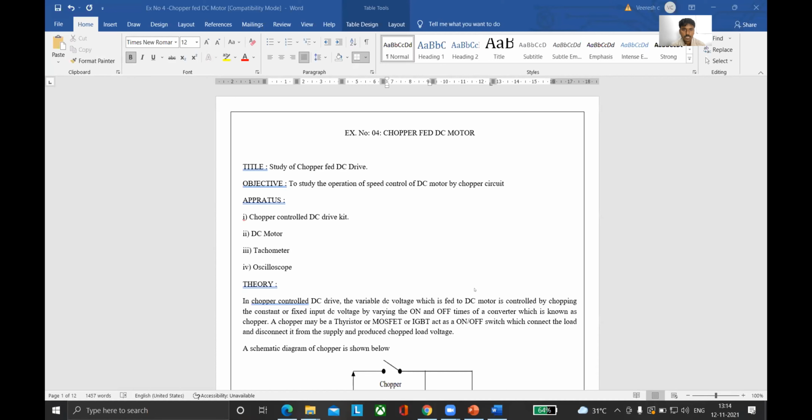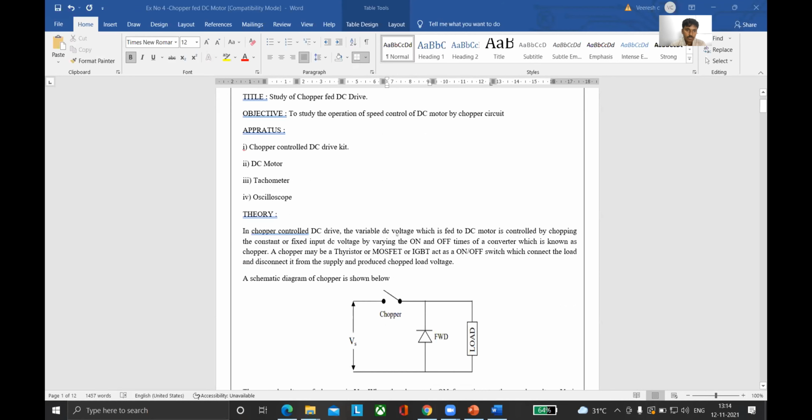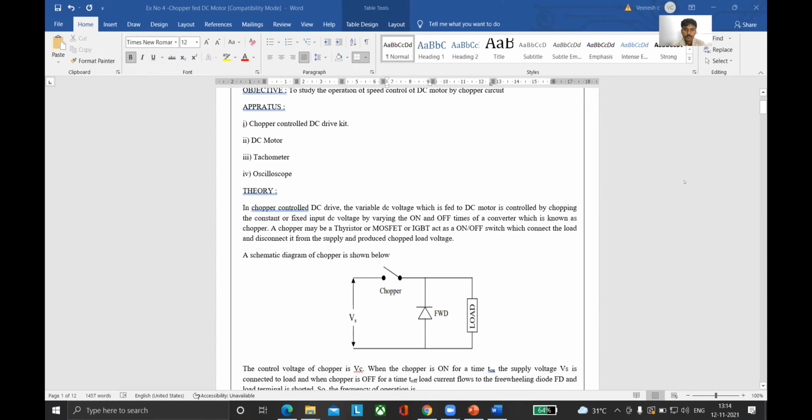Today we are going to conduct the practical of speed control of DC motor using 4-quadrant chopper, not type A, type B. First of all, we have to know what is a chopper. We have already discussed theoretically what a chopper is. What is the function of chopper?